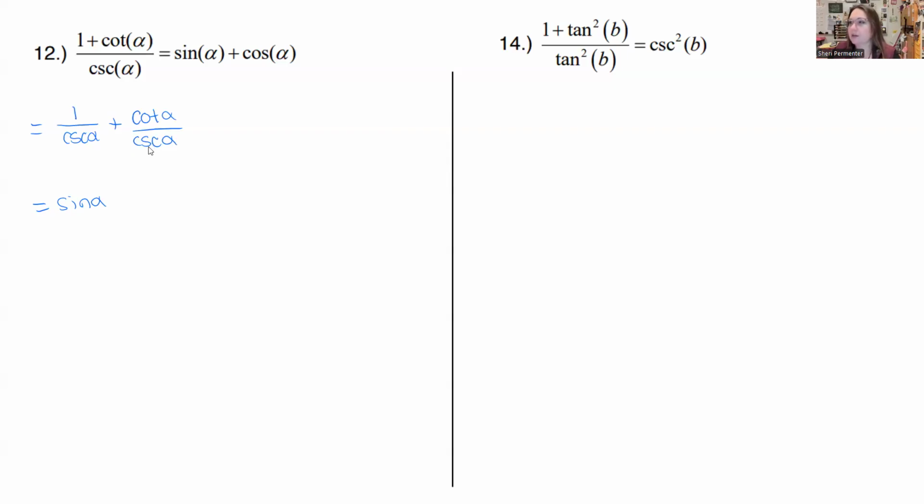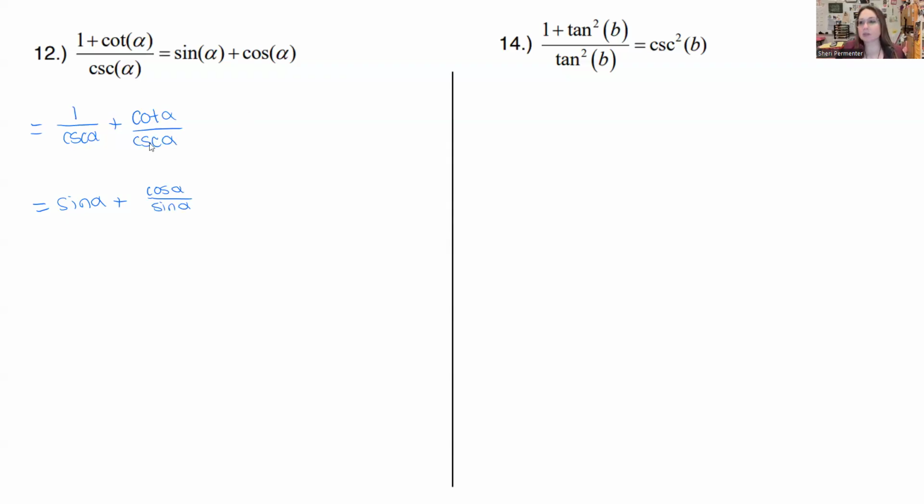I don't think that we have anything we wrote down on our chart. Okay, well, I'm not going to spend forever looking. One thing I can do is just rewrite both of these in terms of sine and cosine. So cotangent is the same as what? In terms of sine and cosine. Cosine over sine. Cosine alpha over sine alpha.